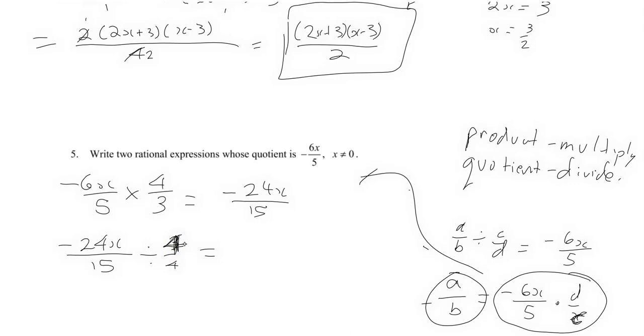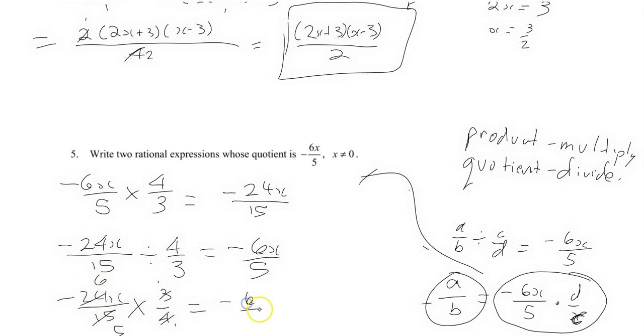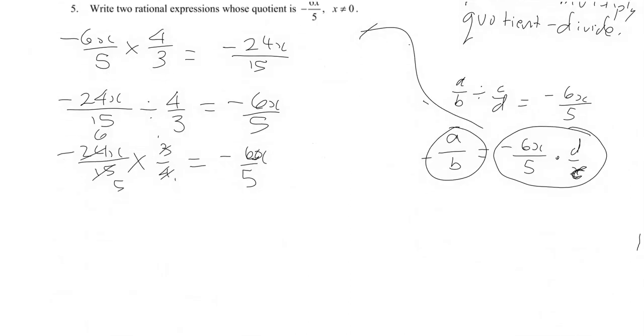Hang on, I have an eraser here somewhere. Okay, so if we take that and divide it by that, it will equal negative 6x over 5. Right, so just to check that, negative 24x over 15 times 3/4 is going to equal, so 4 goes into that 6, 3 goes into that, that's 1, goes into that 5, we'll get negative 6x over 5. X is there, and that's 5. Okay, and we can do that one more time.